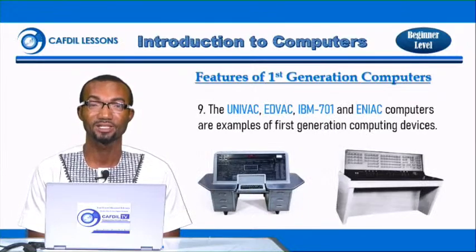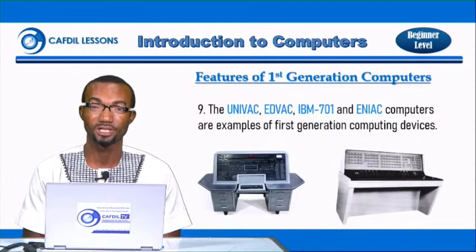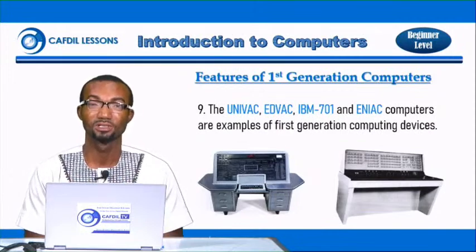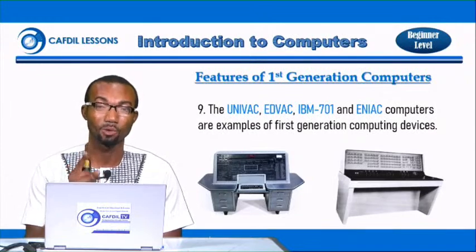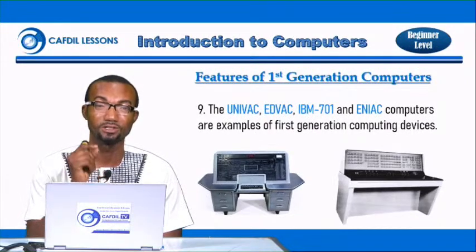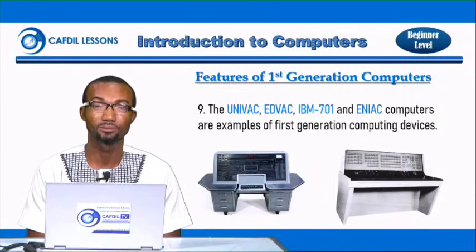Viewers, let's look at some of the examples of first generation computers. So the UNIVAC, the EDVAC, IBM-701 and ENIAC were all examples of first generation computers, and you see the pictures on your screen how they looked like. So viewers, in summary, this is what characterized first generation computers. And as I said, the number one thing that should come to your mind is that they used vacuum tubes as their main electronic component.